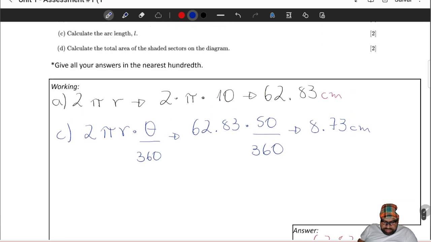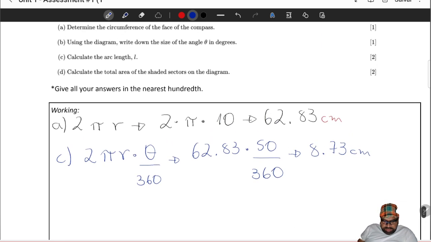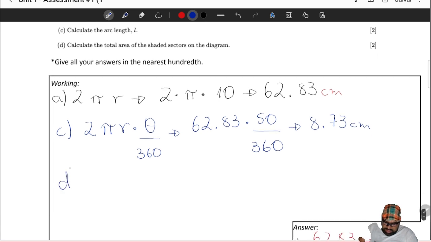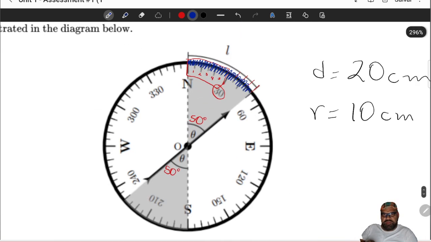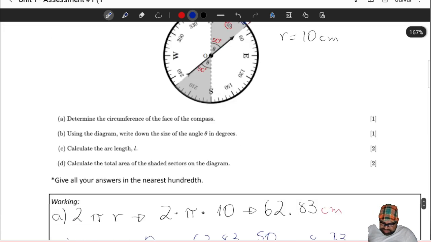The last one, guys, is calculate the total area of the shaded sectors. Can you see here the plural, sectors? It means I have more than one. Well, mister, where's the second one? Here, Mr. Romeo. The second one is the second angle I told you, the shaded one in gray. How many degrees are they combined? 100 degrees. Oh, that makes it easier.